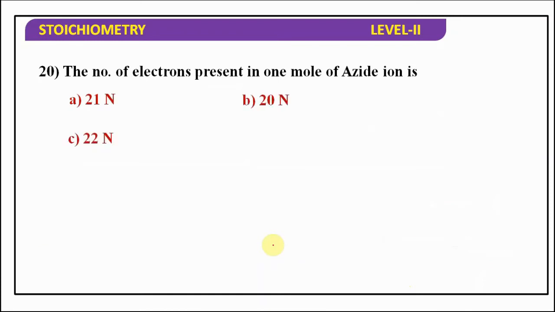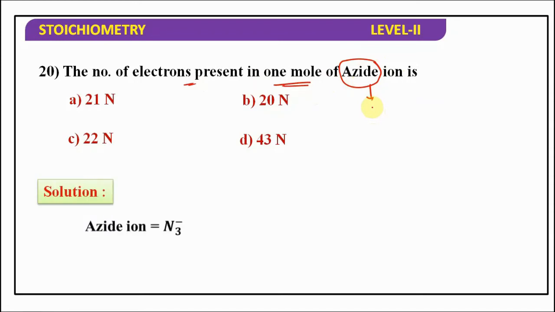Next, number of electrons present in 1 mole of azide ion. It's a basic CET level question, children. For KCET, MHT CET, AP EAMCET or TS EAMCET, these types of questions are very important. Number of electrons present in azide ion. Azide ion is nothing but N3 minus. Observe the difference there. N3 minus, that is the nitride ion.